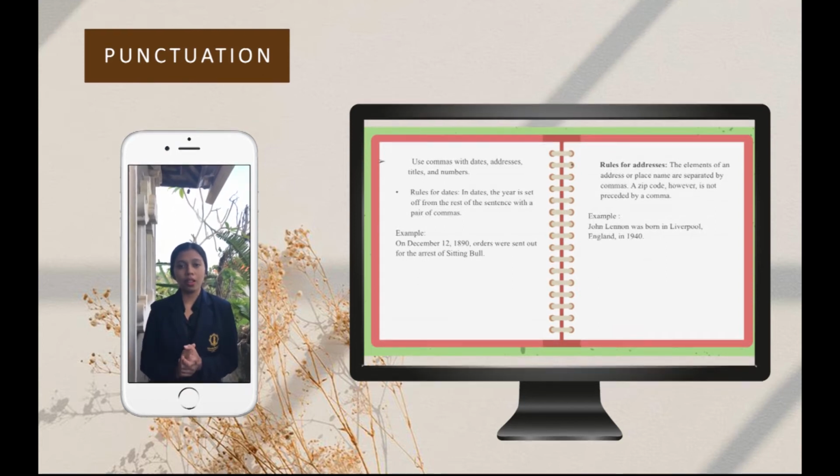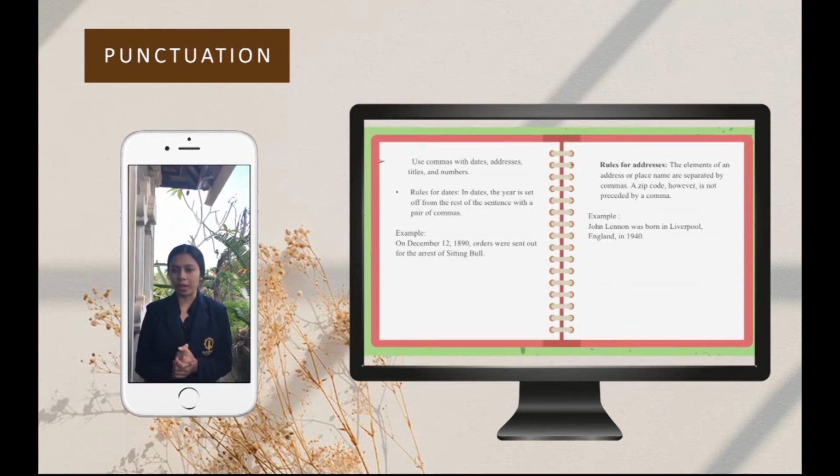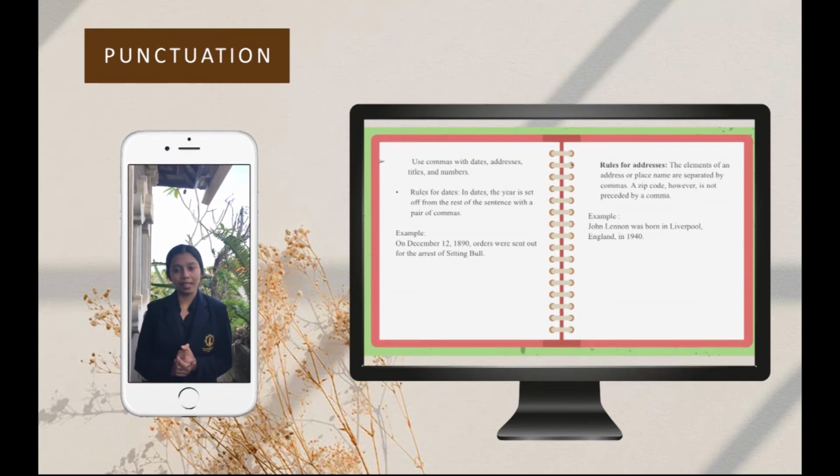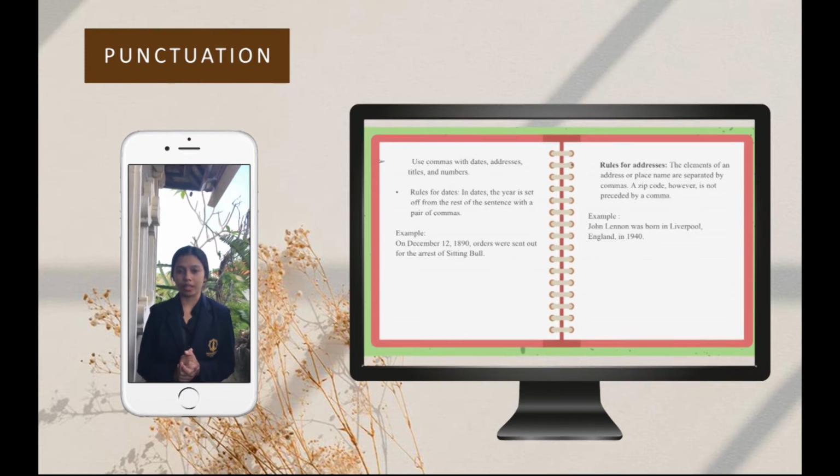And then the rule for addresses. The elements of an address or place name are separated by commas; a zip code, however, is not preceded by a comma. For example, John Lennon was born in Liverpool, England, in 1940.